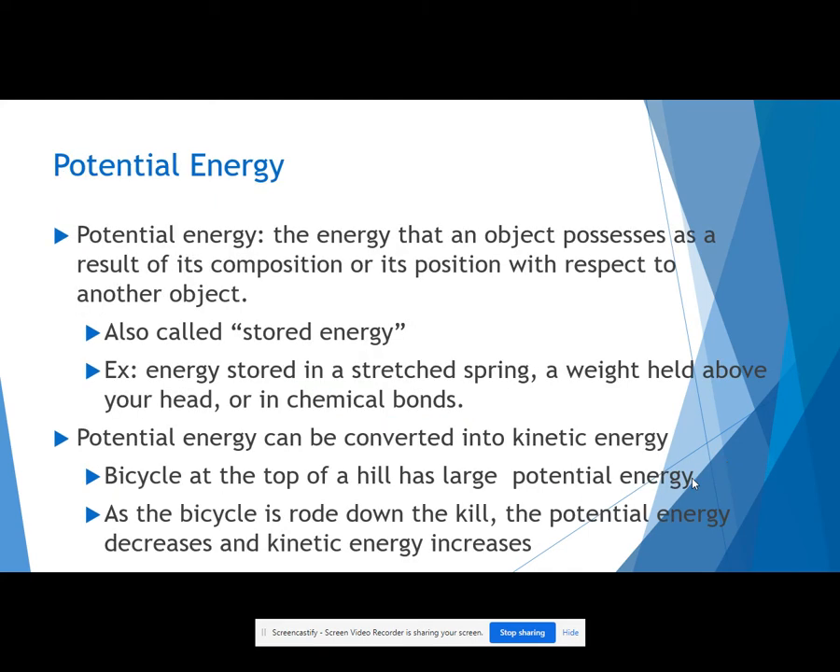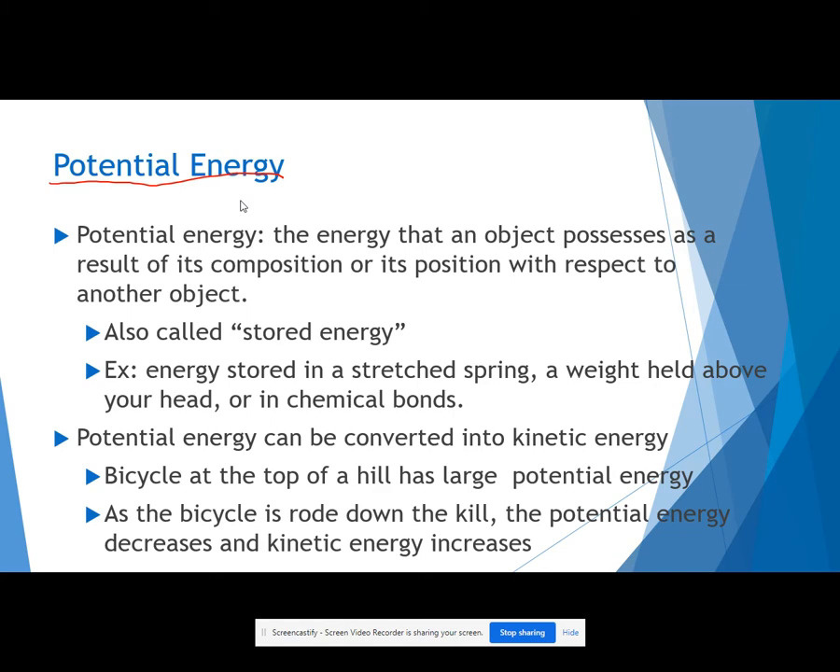Okay. The second type of energy is potential energy. Now, potential energy is described as the energy an object has based on either its composition or the type of bonds that it has, or its position, such as relative to the ground. We like to call this stored energy.